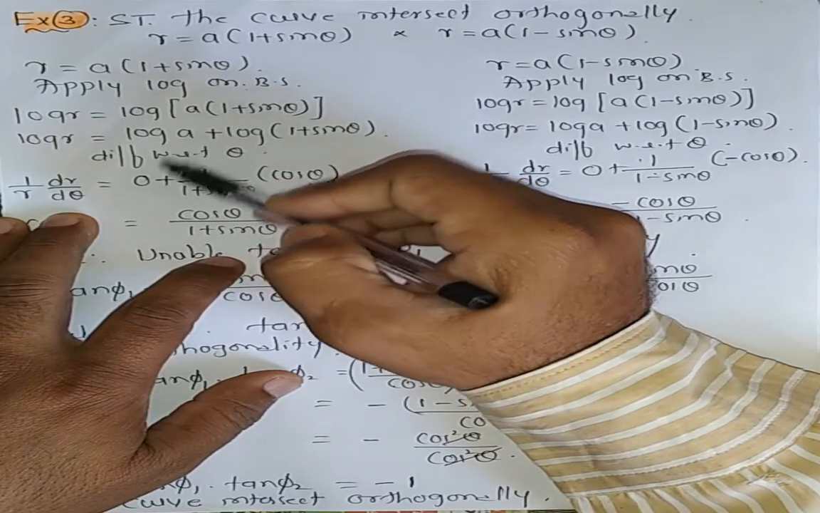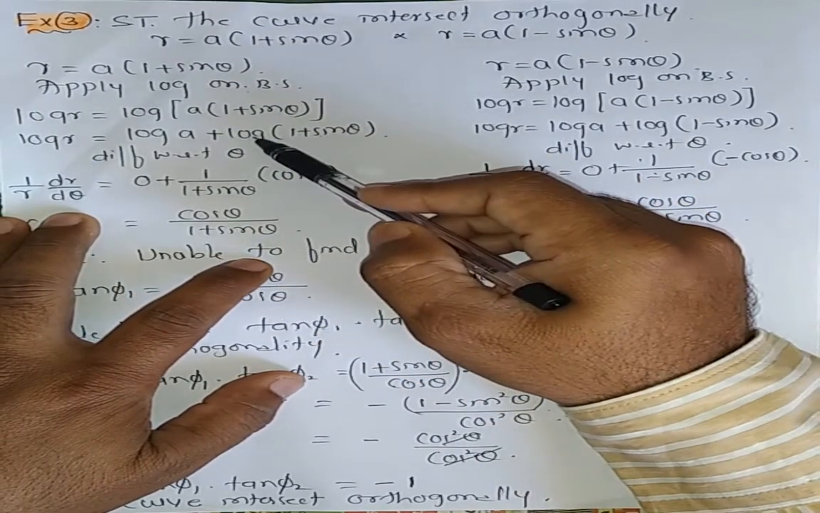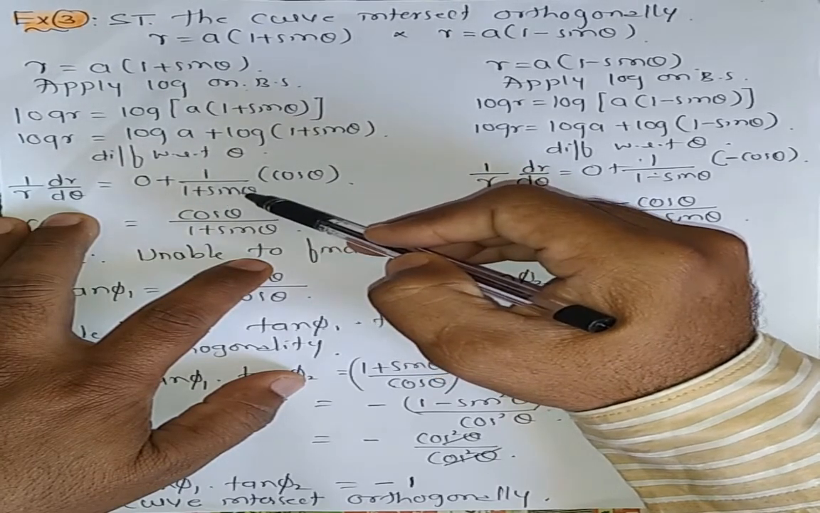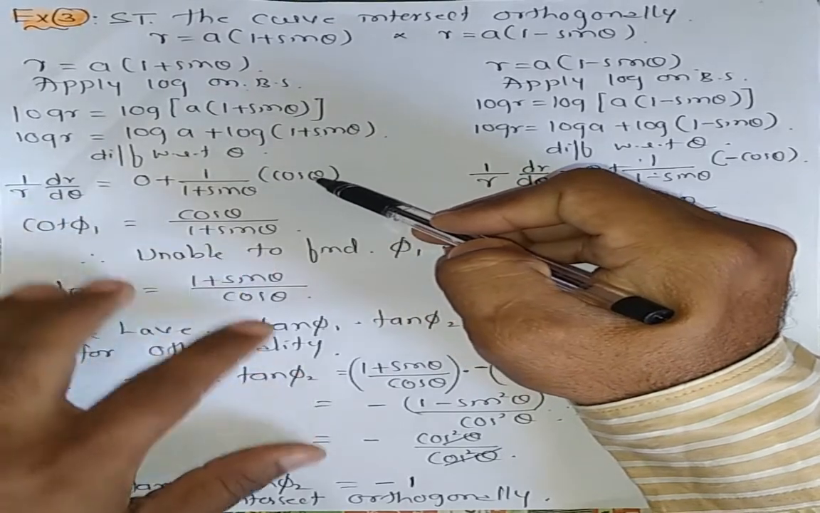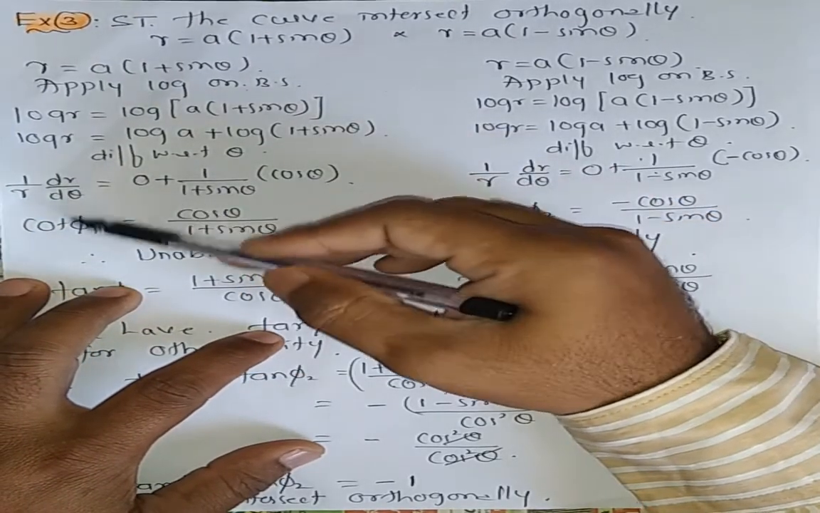Log a is 0. Then the differentiation of the log of this function is 1/(1 + sin θ), and the differentiation of 1 + sin θ is cos θ. So you get cos θ divided by 1 + sin θ. So this is cot φ1.